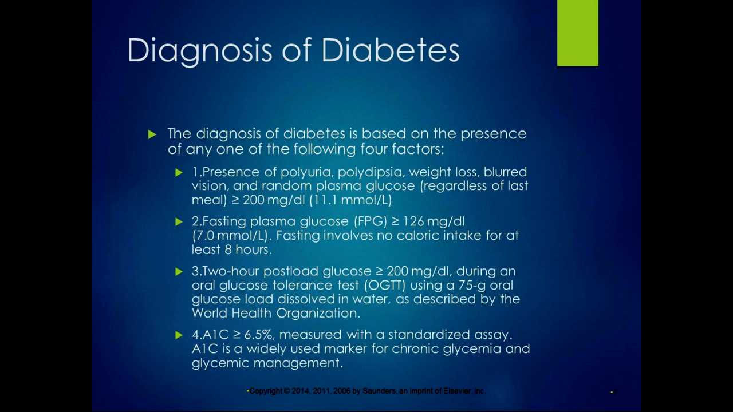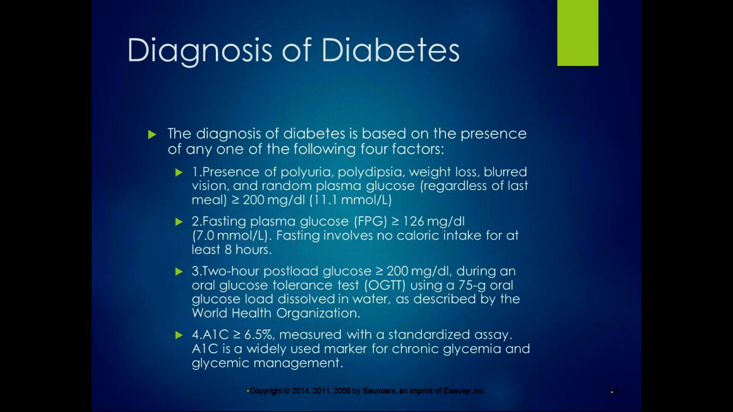So the diagnosis of diabetes is based on the presence of any one of the following 4 factors. Number 1, presence of polyuria, polydipsia, weight loss, blurred vision, and random plasma glucose, regardless of when you ate your last meal, so it doesn't necessarily have to be fasting. A lot of times that is seen in people with type 1 diabetes. Number 2, fasting plasma glucose of greater than 126 milligrams per deciliter. Fasting involves no caloric intake for at least 8 hours.